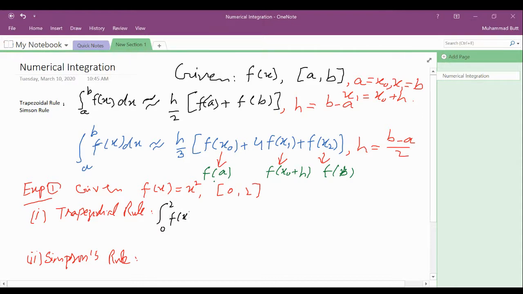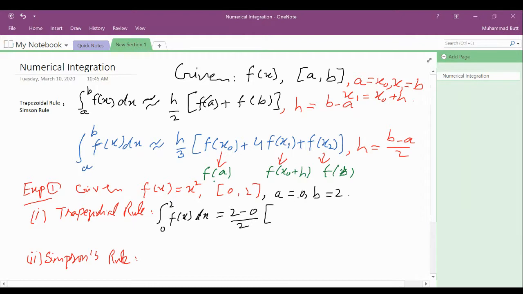Okay, I will write the integral of f of x dx. So this is equal to h over 3. Now what is h? It is 2 minus 0 over 2. And what is f? Here a is 0 and b is 2.